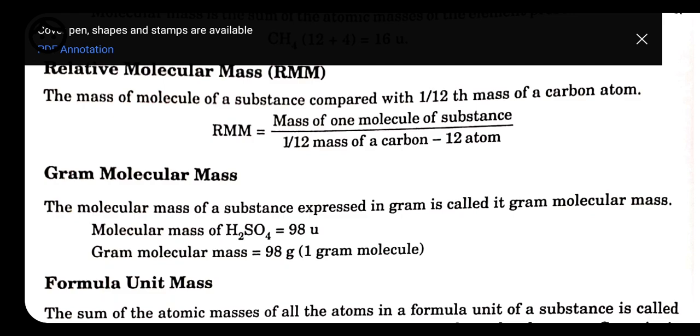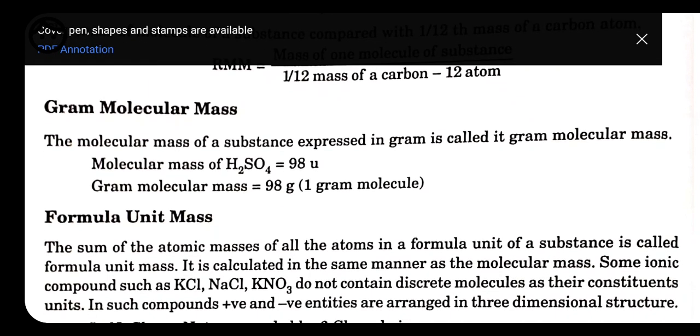But when we are representing this one in terms of gram, it can be written as 98 g. Now we have formula unit mass. What do you mean by formula unit mass? This formula unit mass is similar to molecular mass, but the difference between formula unit mass and molecular mass is that in the case of formula unit mass we are calculating the mass of the ionic compound, mostly compounds which have ions in them.